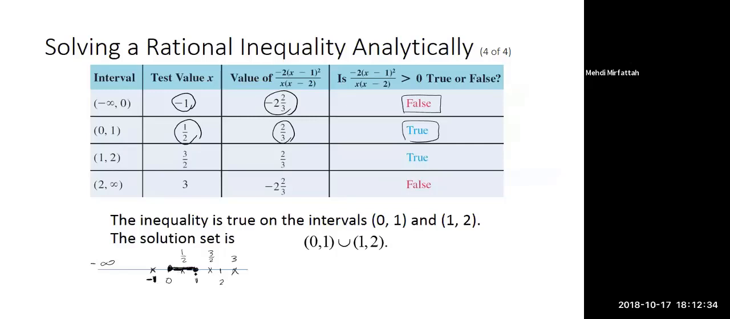Okay, we move on with the next region, from 1 to 2. Pick a point. 3/2. Okay, we put in 3/2 and work it out. It's true. So that is the solution. From 1 to 2 is also the solution. From 2 to plus infinity, would that work? Pick a number like 3. Looks like 3 is not going to work. It gives you a negative number. False. So the solution must be from 0 all the way to 2.